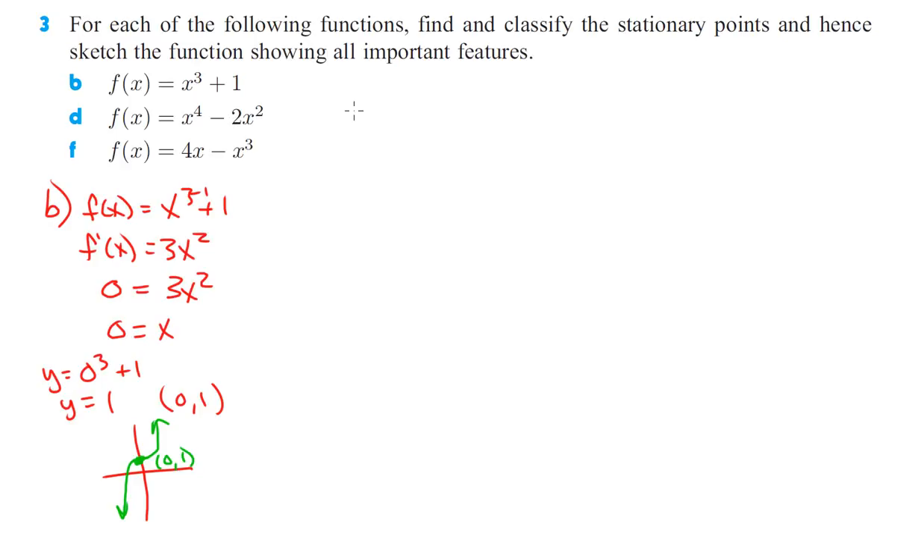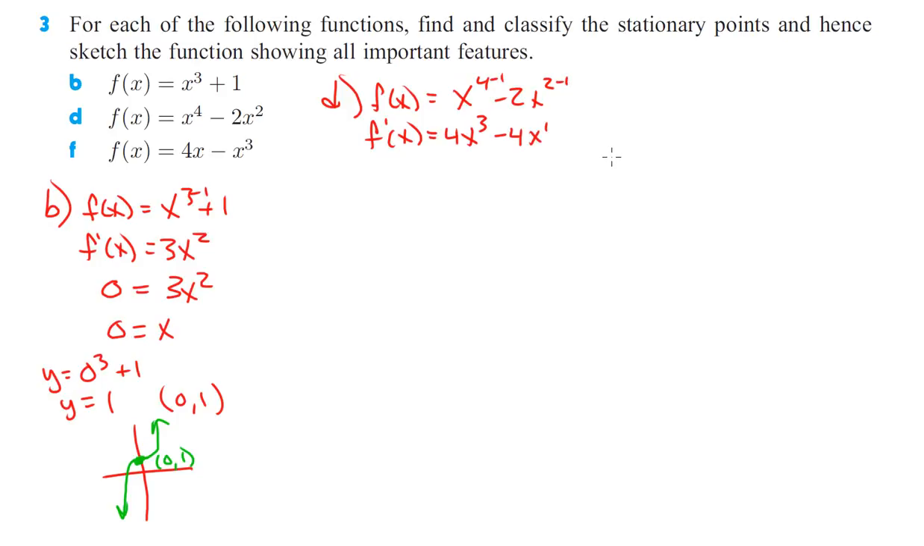Let's try D. Let's give ourselves a little bit more room. Same thing, take the derivative. So we got f of x is x to the 4th minus 2x squared. Now we've got to take the derivative of that. So 4 times 1 is 4. Subtract 1, that's x cubed. And then 2 times negative 2 is negative 4x to the 1st.